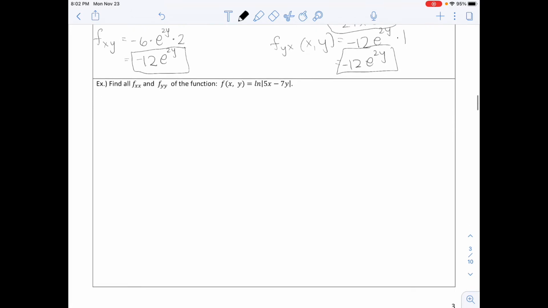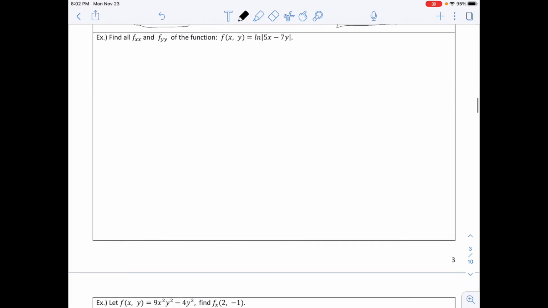The next example that we have says find f sub xx and f sub yy of the function, and we have f of x, y equals ln of the absolute value of 5x minus 7y. The reason there is an absolute value on this function is because remember you can only take the log, any log, including the natural log, which we have here, of values that are positive, and that absolute value pretty much guarantees that we'll have a function inside that is positive.